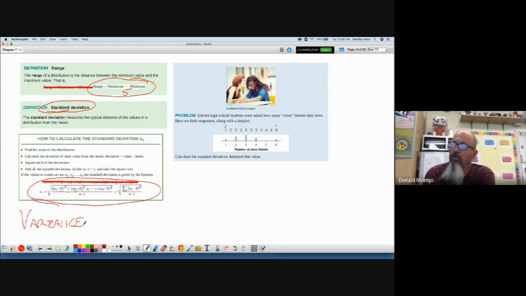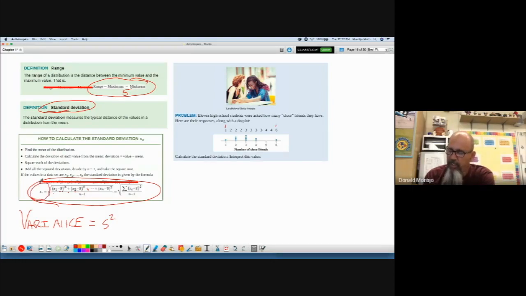We won't get too much into the variance right now, but the variance is just the square of the standard deviation. So the variance would be s squared.